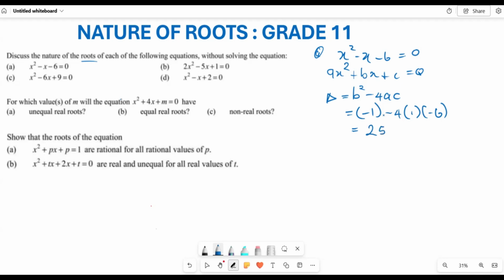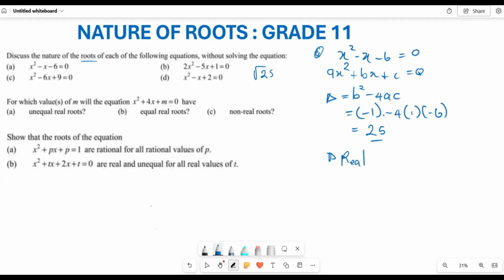Now, I want you to look at something. Can you see that 25 is a number that is greater than 0? So which means here you can define this as, because if you take the root of 25, can you see that this number is going to be real?